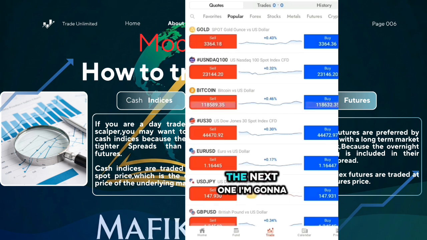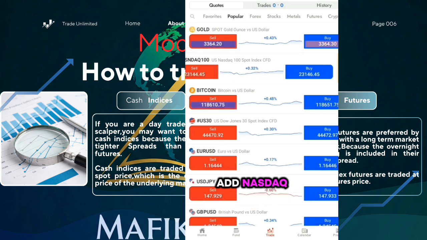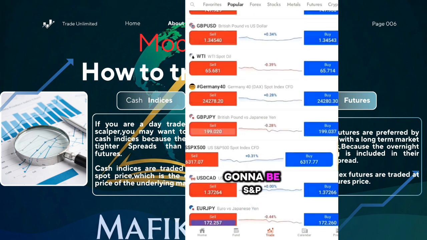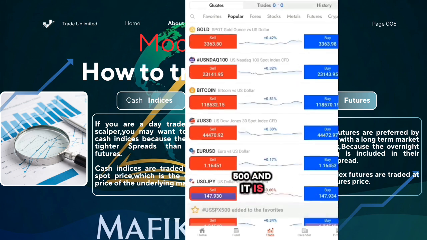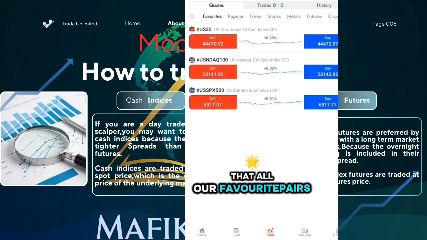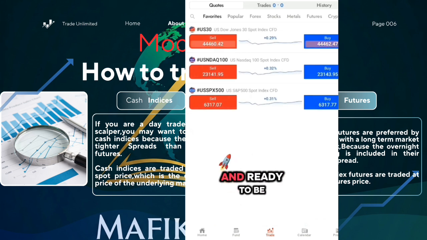Then you move to the next one. I'm gonna add Nasdaq now. Tap on the star and it's automatically added. Now let's add the last one. It's gonna be S&P 500 and it is added to our favorites list. Now let's check on our list and we can see that all our favorite pairs are there and ready to be traded on our favorites.